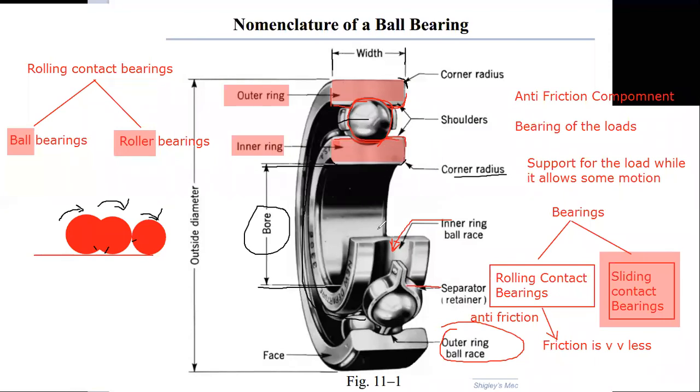Why do we have this separator? Because we want these balls to be at a certain distance from each other, or we want to separate them so that they do not touch each other, and they maintain that distance with each other. Any question? And this is the face of the bearing. Any question?